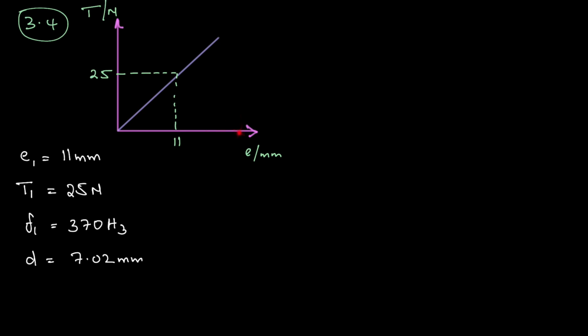So here's the graph, and for 25 newtons, if you look on that graph, you will see that the extension will be 11 millimeters, and that's the extension there, and the tension for 25 newtons. The frequency for that is 370 Hertz, and the diameter is 7.02 millimeters. So for 1 rotation of the peg, we have a circular rotation, and the circumference of that is pi d, or you can say 2 pi r.